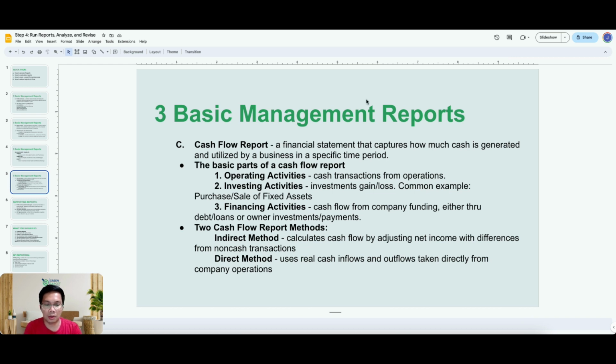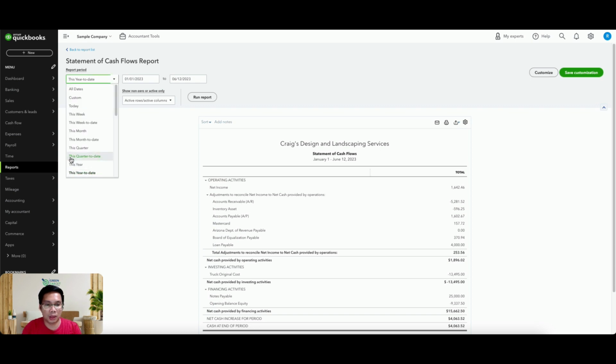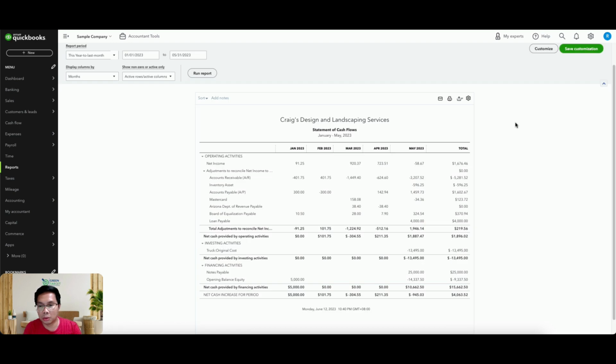Now let's see how a cash flow report looks in QuickBooks Online. So for a statement of cash flow, we can customize it again and make it monthly. Now QuickBooks Online uses the indirect method, so it starts from net income and adjusts non-cash transactions. So when accounts receivable balances increase, the cash decreases because it means you have lesser collection. When accounts payable increases, the cash increases because you have not paid your liabilities.